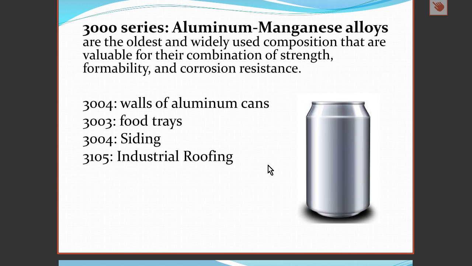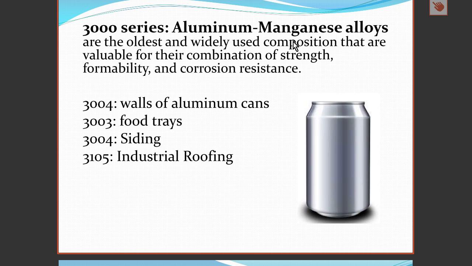So the 3000 series alloys, the aluminum manganese alloys, are valued for their formability and corrosion resistance. Because of their formability, they are used to form the walls of aluminum cans through deep drawing. So the walls of the can, or the bottom of the can, starts off as a disc of aluminum, which is then drawn into the can shape.